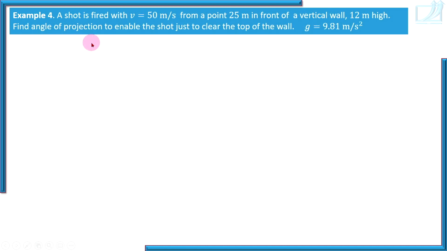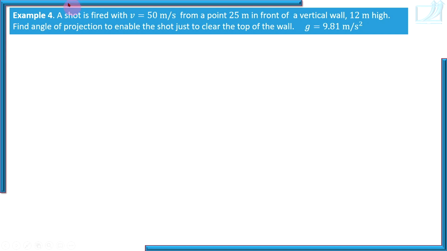Let's solve this problem. A shot is fired with velocity 50 meters per second from a point 25 meters in front of a vertical wall 12 meters high. Find the angle of projection to enable the shot just to clear the top of the wall. G is 9.81 meters per second square.